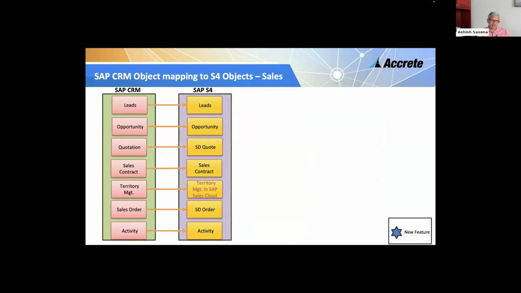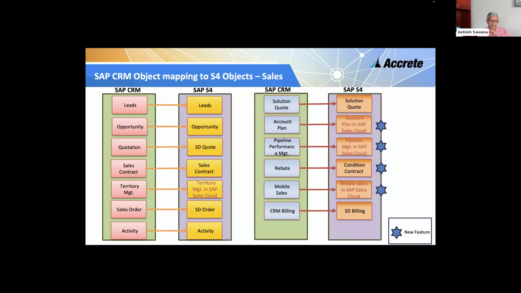Similarly, on the sales side, leads, opportunities, and activity management have been migrated from SAP CRM to S4. You can use them as well. Territory management, which existed in SAP CRM, you cannot use in S4. You will have to use SAP Sales Cloud. And sales contracts and sales orders already exist in S4, so you can reuse the same ones as well.